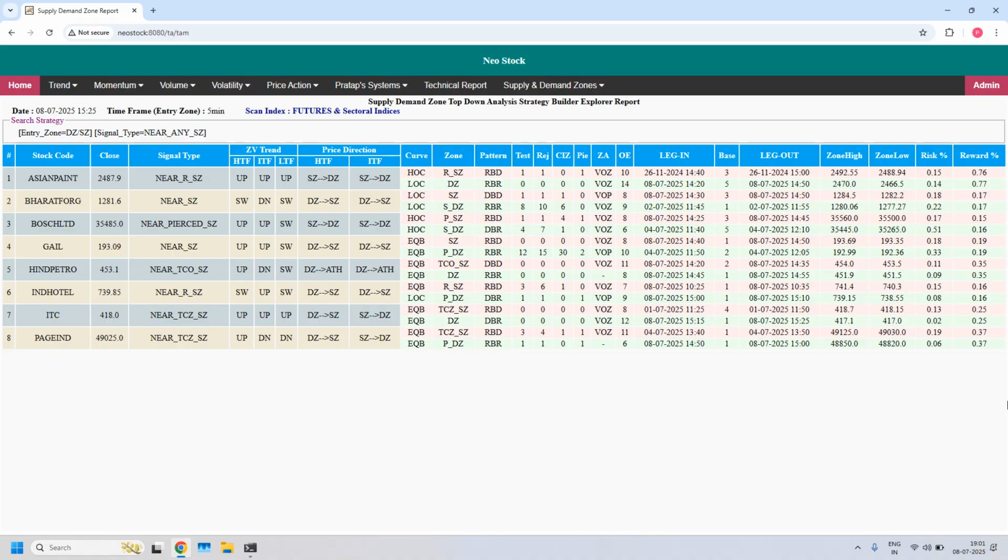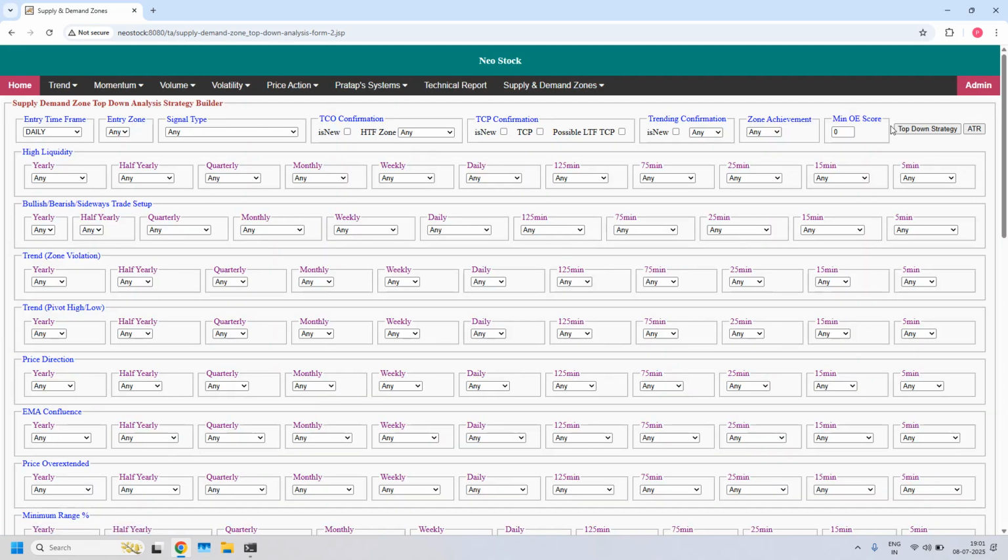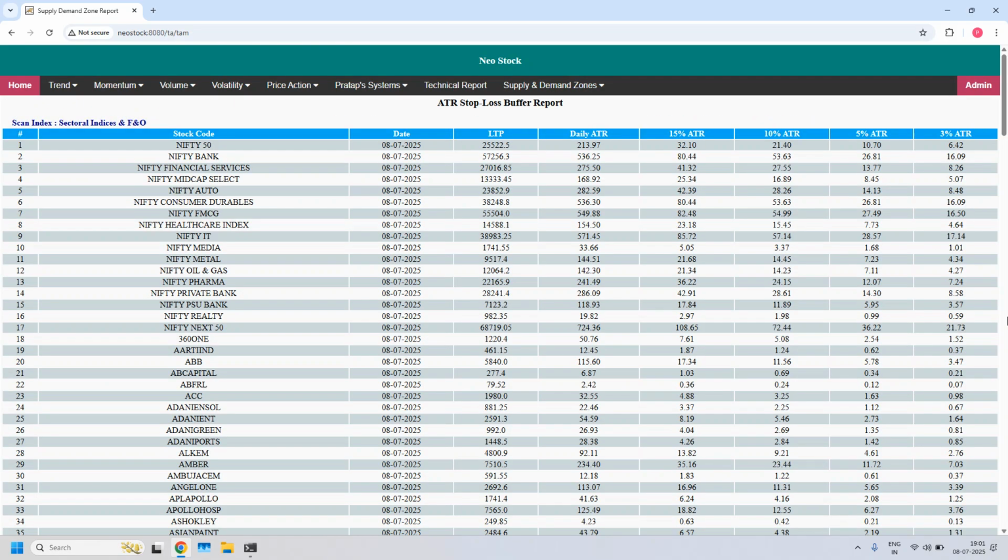So this is about stocks near demand and supply zones by different time frames. And final report is stop buffers based on daily ATR. First 17 in this list are indices, remaining all are equity stocks. So I'm scrolling the list down. Whichever the stock you want to refer there, pause the video. After that you can proceed further. Okay, I'm scrolling the list down.